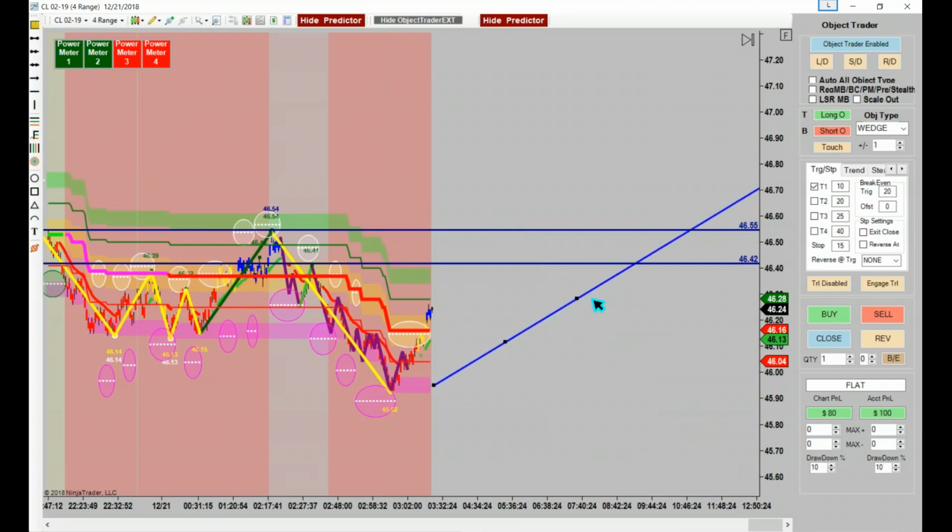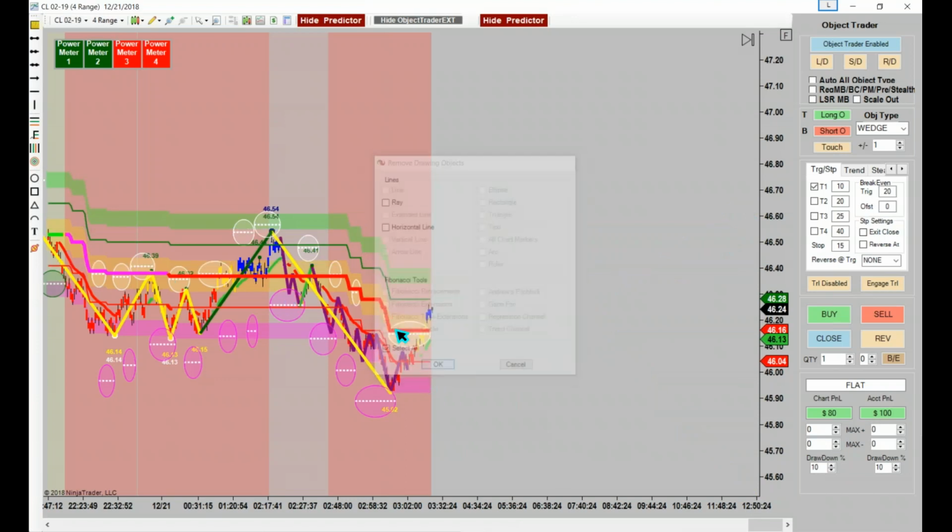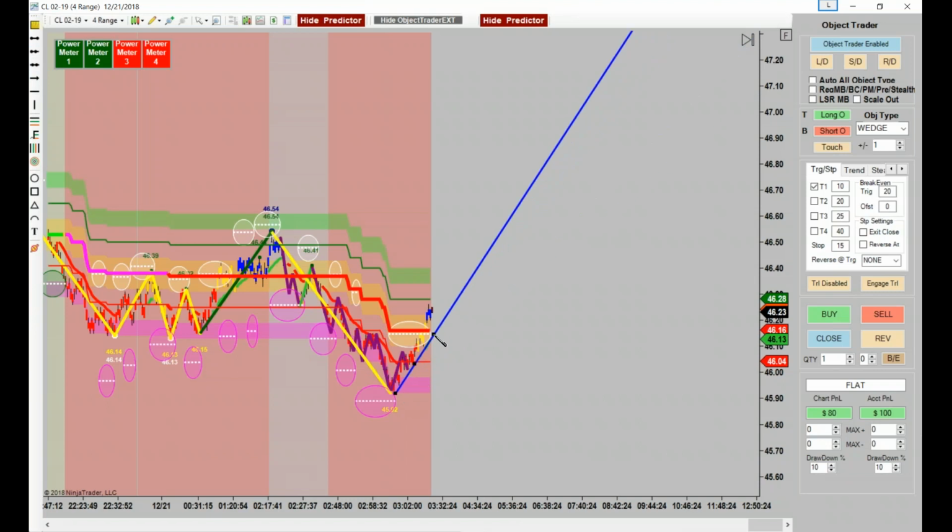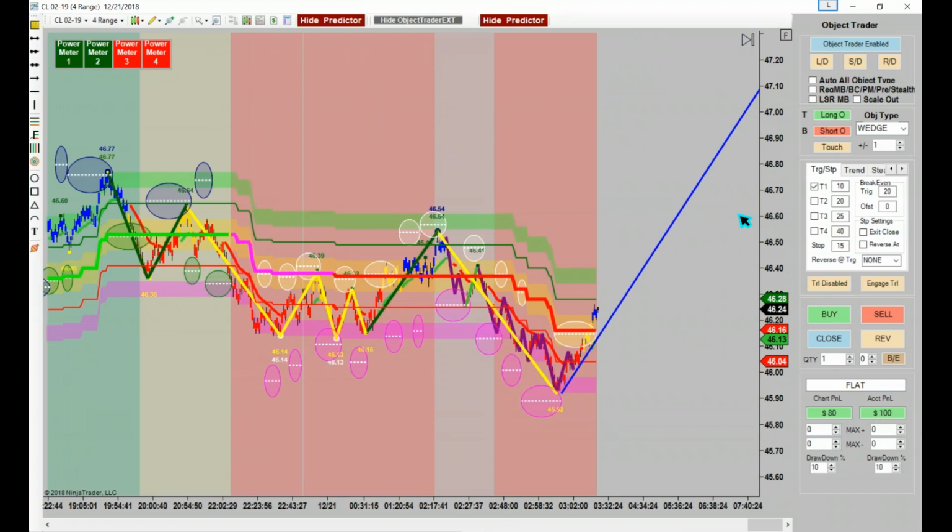Now, by the way, if you don't want to use the same wedge, you can always just get rid of it and then draw another one, okay? Because Object Trader looks at that wedge, okay? And then you just have to tell it which direction you want to go.